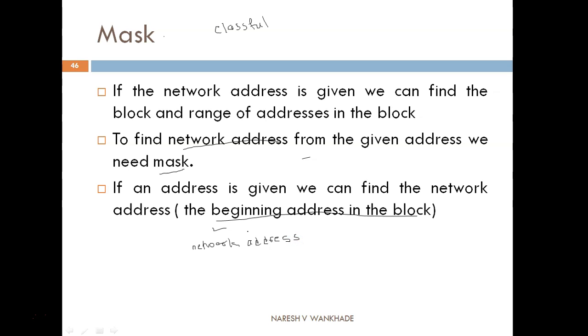Here the beginning address in the block is the network address, and the beginning part of the address in the class is the net ID. We have already covered this concept, net ID and host ID. Here this beginning part is known as the net ID and the part after the net ID is known as the host ID, and the beginning address in the block is known as the network address. You have to be clear about these two concepts, network address and network ID.